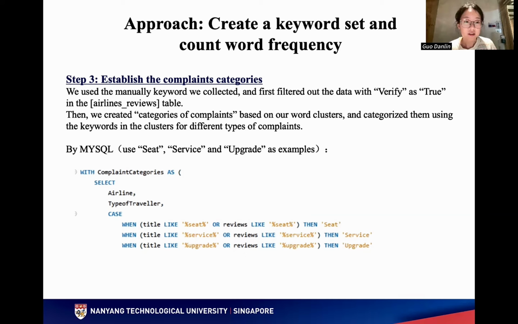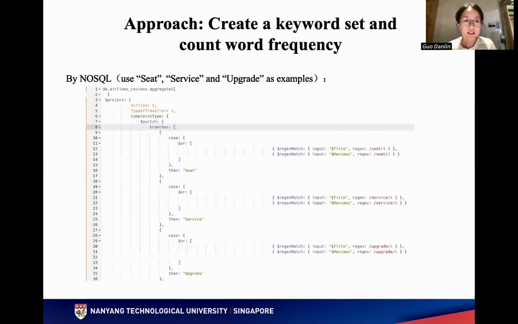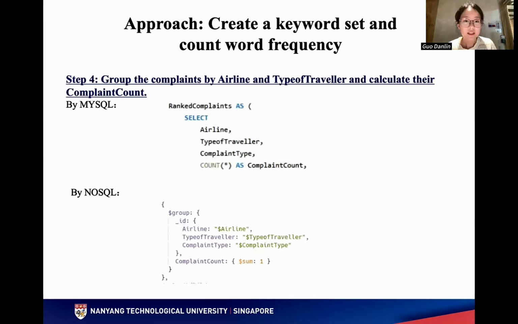The following picture is how we achieve this step in MySQL. And this picture shows how we do this in NoSQL. We just use the seat service upgrade as examples. And step 4 is to group the complaints by airline and type of traveler and calculate their complaint count. The following 2 pictures show how we achieve this step in MySQL and NoSQL.